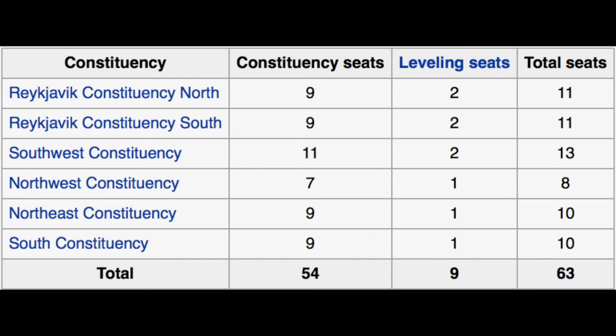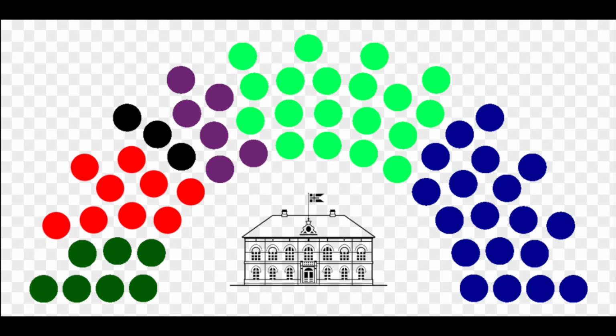This is the current apportionment of seats by constituency. This is how the seats are distributed in Parliament. The dark blue dots represent the Independence Party, the light green represents the Progressive Party, the purple represents the Bright Futures Party, the black represents the Pirates Party, the red represents the Social Democratic Party, and the dark green represents the Left Green Party. So how does this work for Iceland?